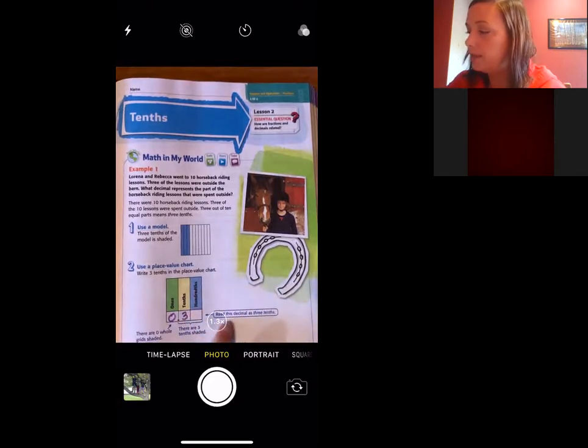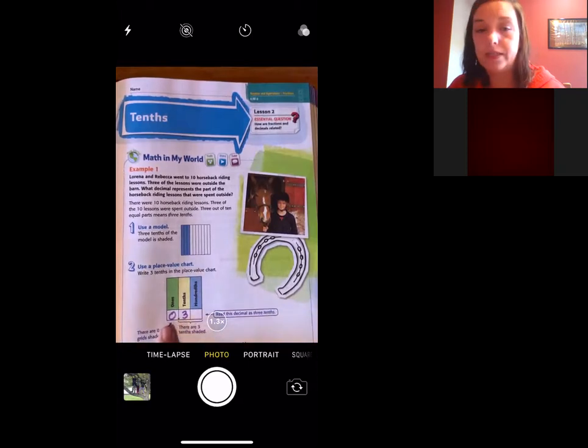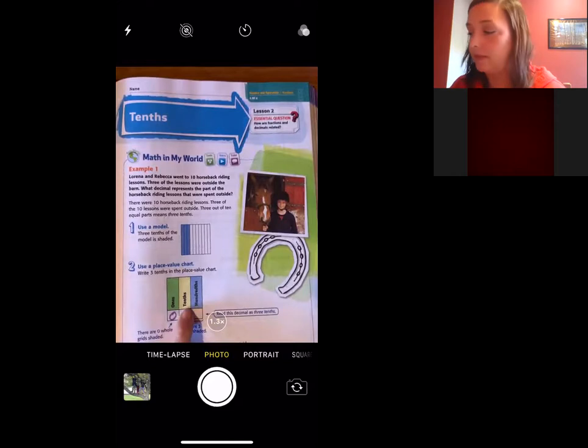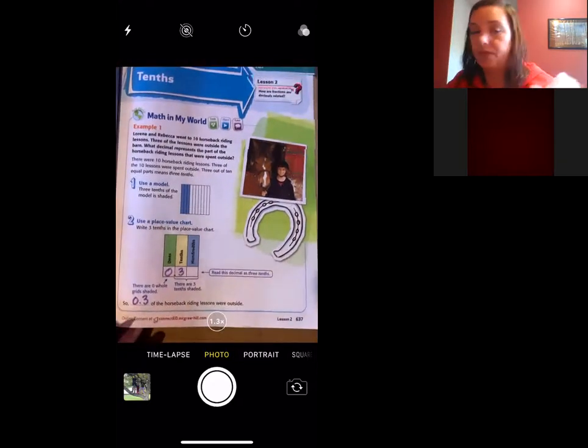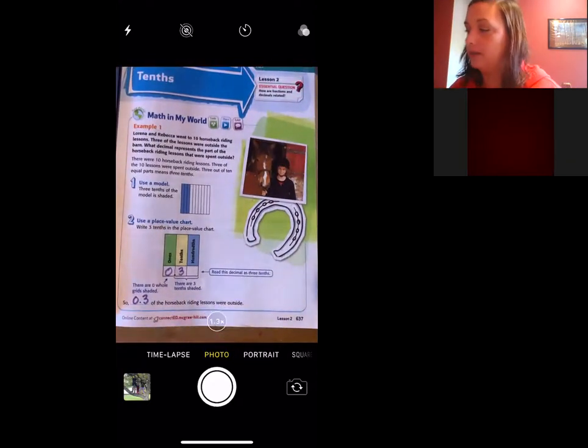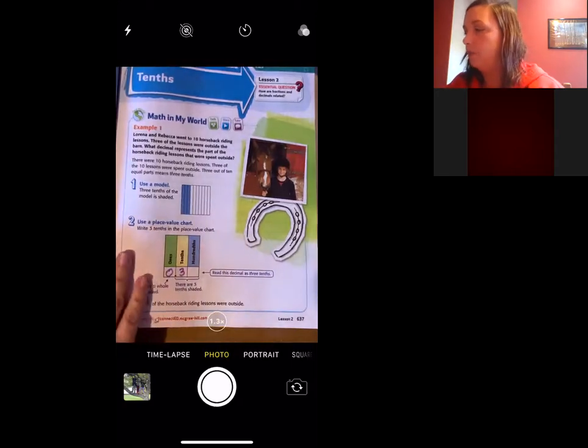So we read this decimal. Remember, when there's a 0, we say the number after the decimal, 3, and then the place value it ends in, tenths. So we read this decimal 3/10, just like we would if it were a fraction. So 3/10 of the horseback riding lessons were outside. That's example 1.